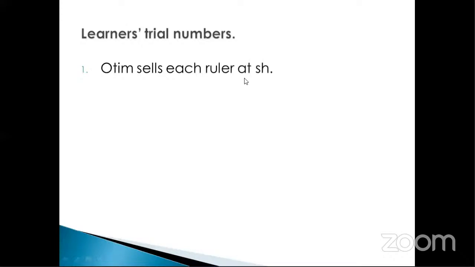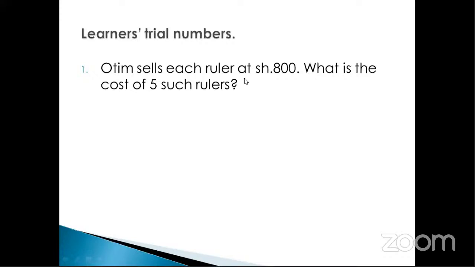Team sells each ruler at 800 shillings. What is the cost of 5 such rulers? Can you read again? Team sells each ruler at 800 shillings. What is the cost of 5 such rulers?